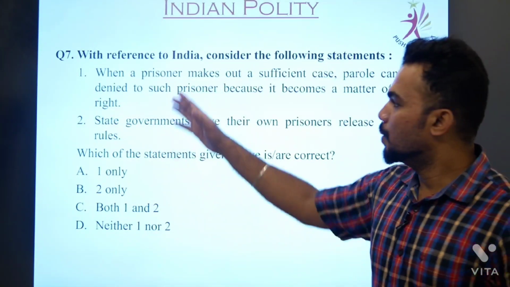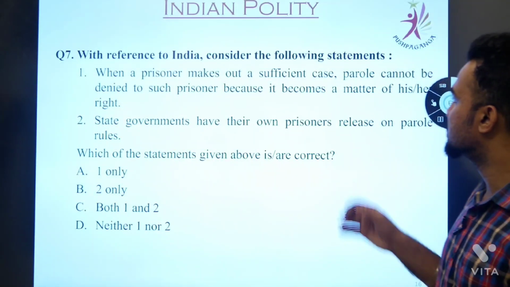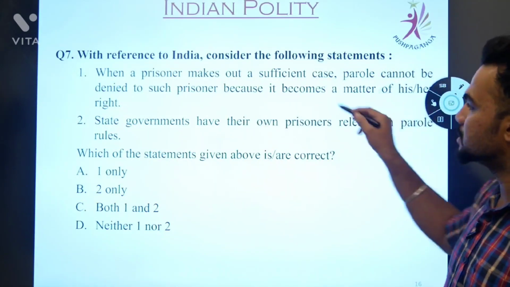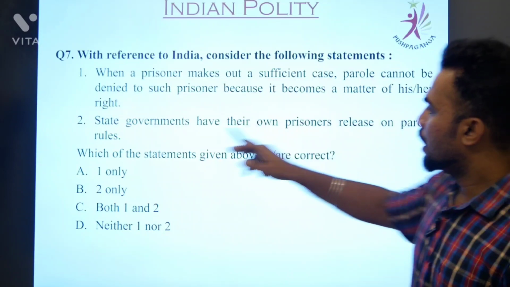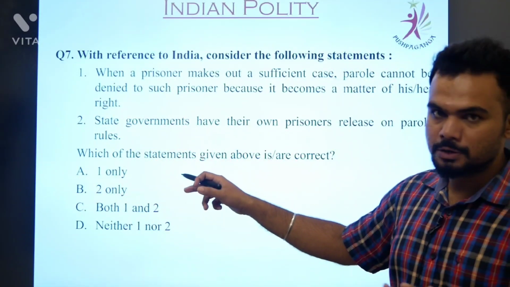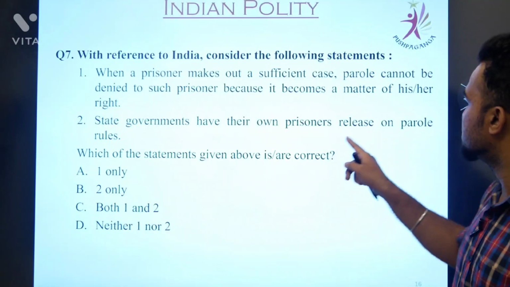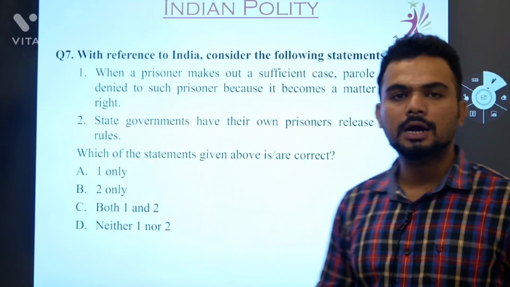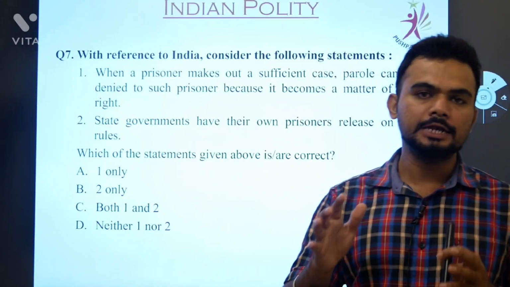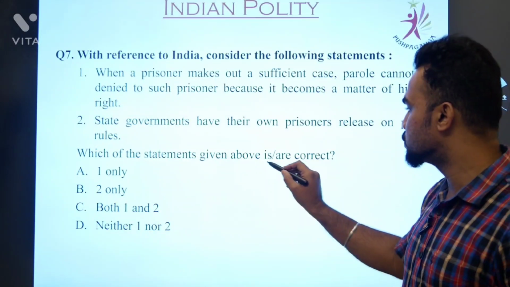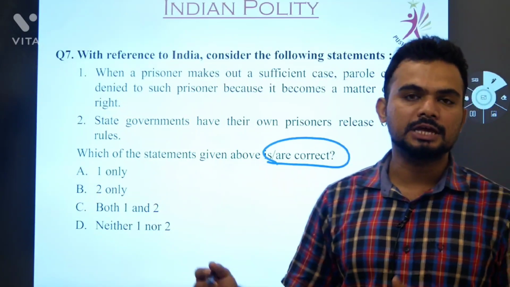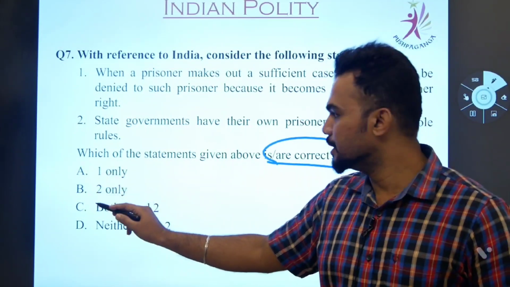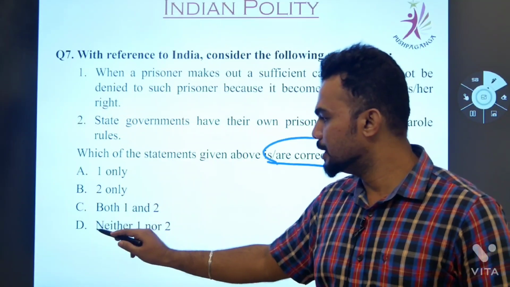The first statement: when a prisoner makes out a sufficient case, parole cannot be denied to such prisoner because it becomes a matter of his or her right. The second statement: state governments have their own prisoners released on parole rules. Which of the statements given above are correct? You need to check whether it is right or not. Options: A, 1 only; B, 2 only; C, both 1 and 2; D, neither 1 nor 2.